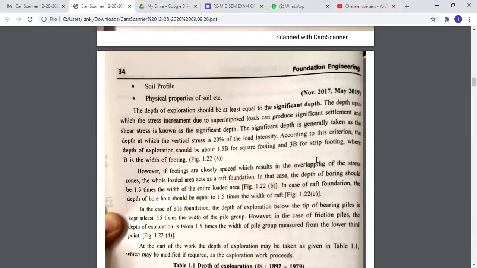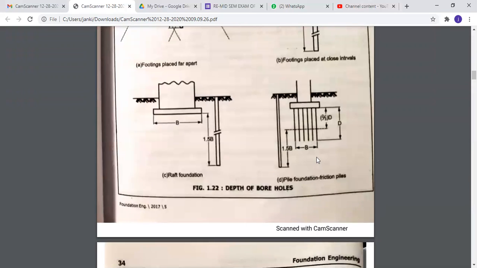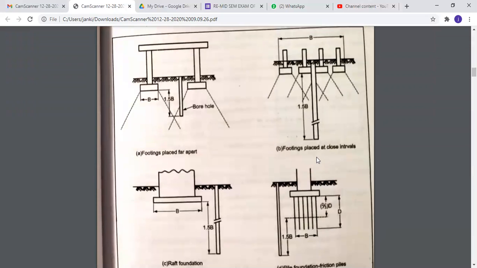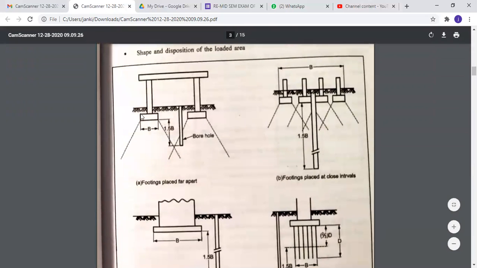According to this criterion, the depth of exploration should be about 1.5b for a square footing and 3b for a strip footing, where b is the width of the footing. In figure A, you can see that a square footing is provided, here b is the width, and the depth of exploration is 1.5b.